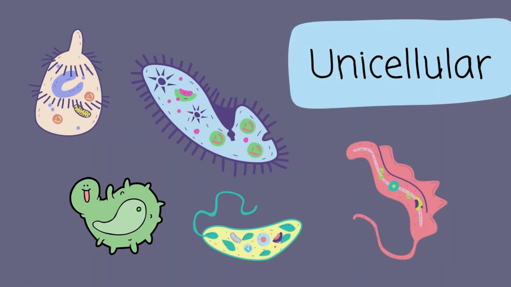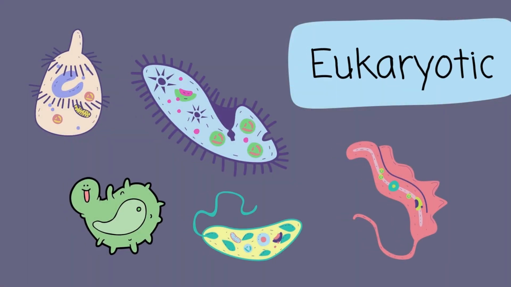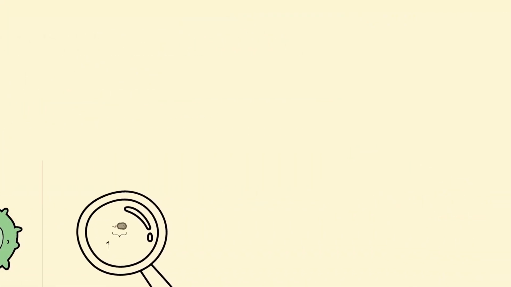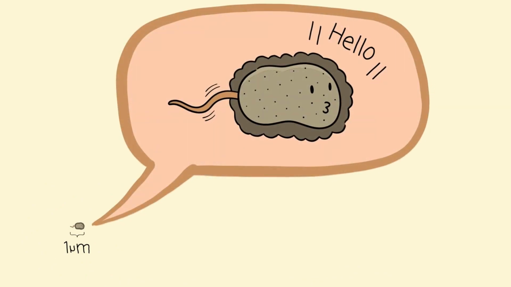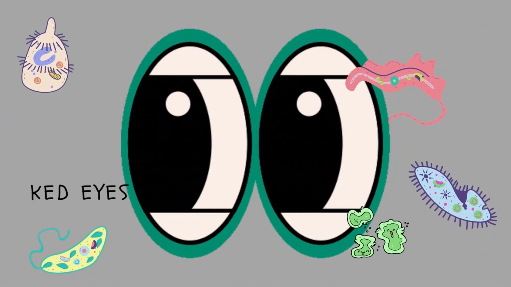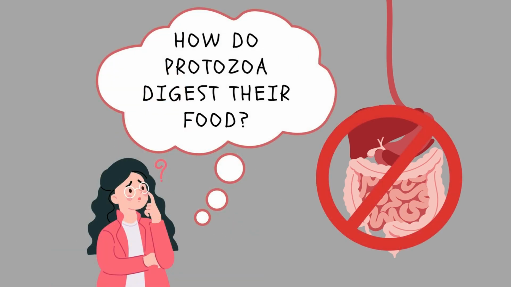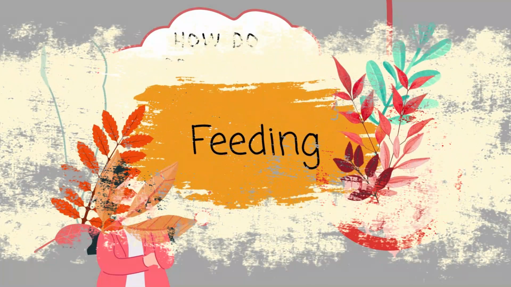Protozoas are a type of unicellular eukaryotic organism. Their sizes and shapes vary greatly, ranging from microbial, which is about 1 micrometer, to large enough to be seen by the naked eyes. Unlike humans, protozoa do not have a gastrointestinal system. Therefore, how do protozoa digest their food?